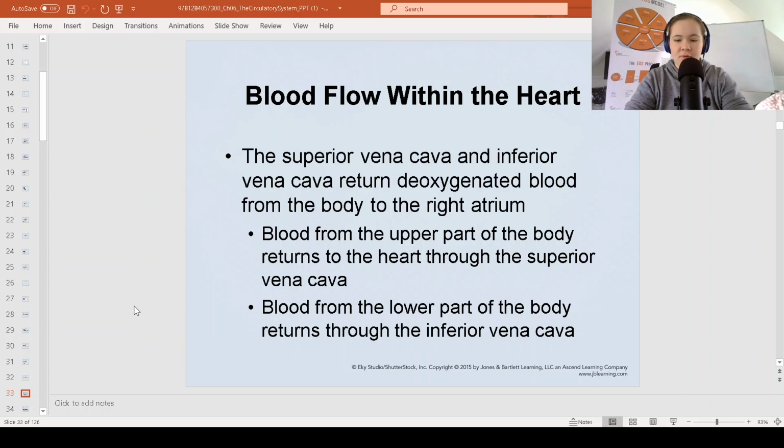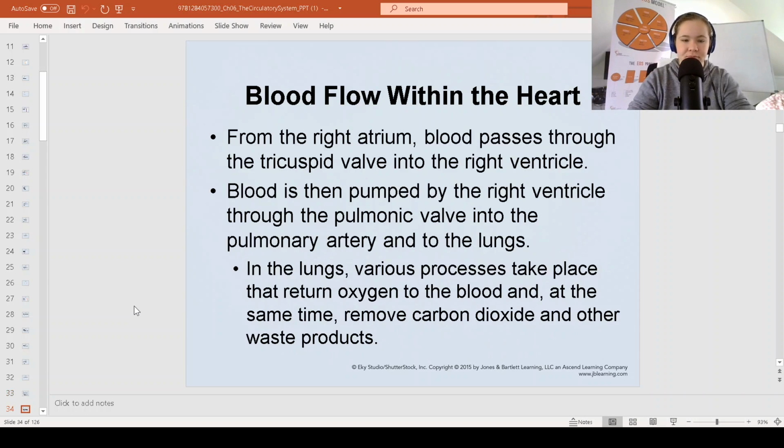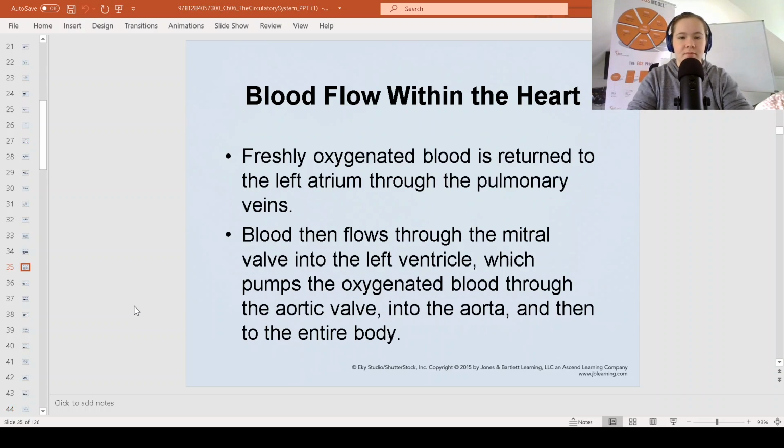Blood from the upper part of the body returns to the heart through the superior vena cava. The blood from the lower part of the body returns through the inferior vena cava. From the right atrium, blood passes through the tricuspid valve into the right ventricle. The blood is then pumped from the right ventricle through the pulmonic valve into the pulmonary artery and to the lungs. In the lungs, various processes take place that return the oxygen to the blood and at the same time remove carbon dioxide and other waste products. This is talked about in the respiratory system.